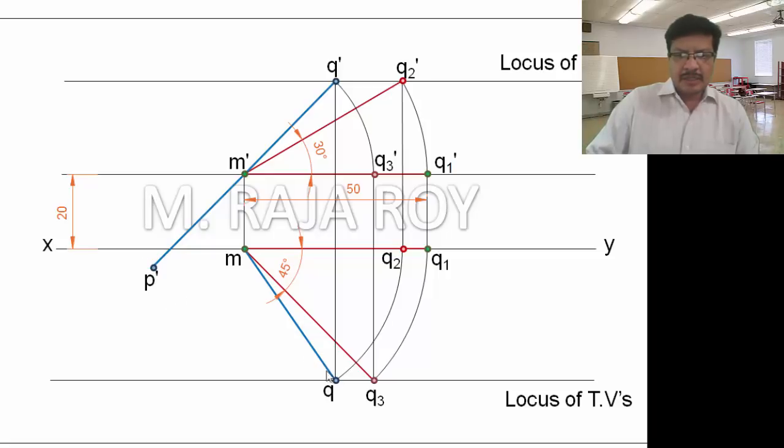Now extend this MQ line such that this MP is equal to MQ. Here the verification is this P dash and P must lie on the same projector. That is the verification. Here the inclination of this M dash Q dash with respect to this horizontal line is alpha. Here the inclination of MQ with this horizontal line is beta.